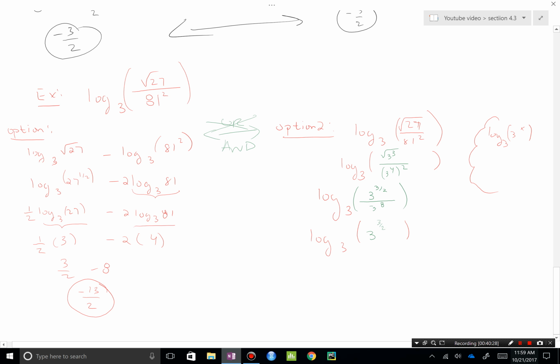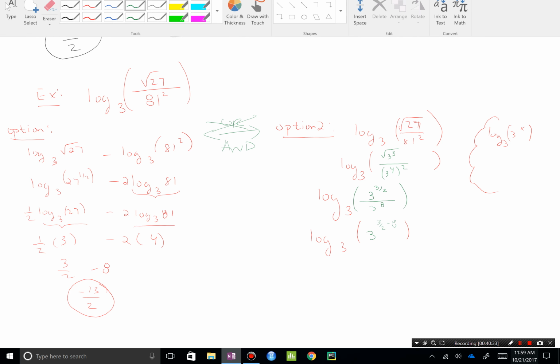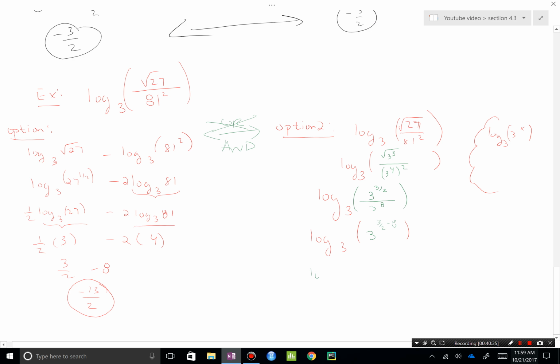This is 3 over 2 minus 8. Okay, and then finally, now we get log base 3 of 3 to the negative 13 over 2. Anybody want to guess what happens with these two?